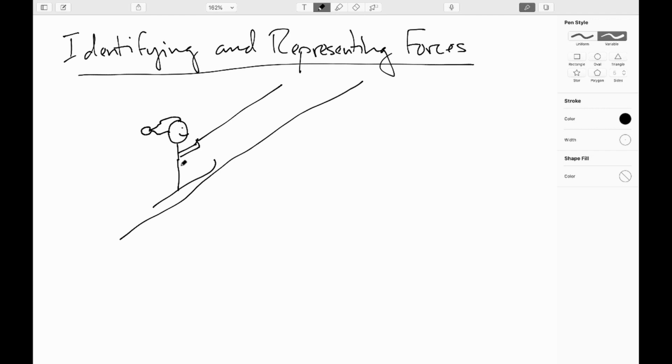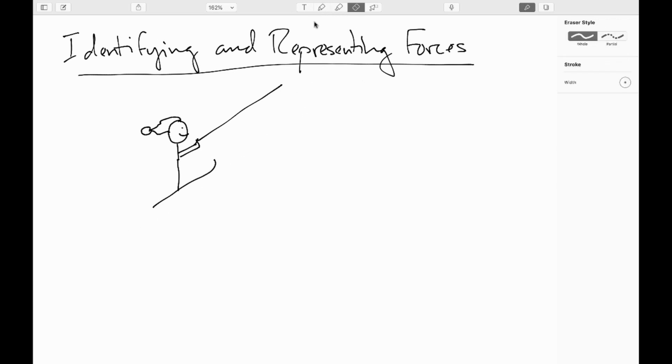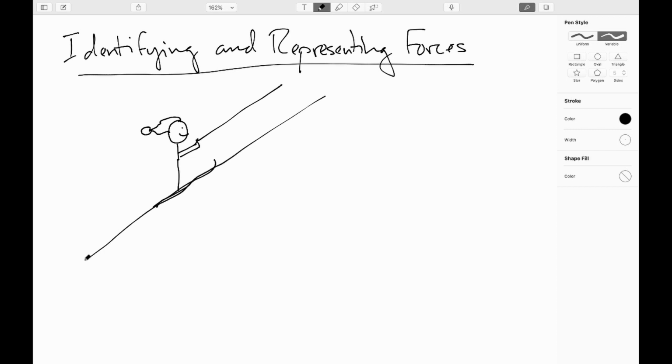All right, so how could we go about identifying the forces that are acting on you? Believe it or not, the start of drawing this picture, and let me do a little better job of drawing the snowpack here. Believe it or not, just drawing this picture here is already a really good start. All you need to do to turn this picture into a force identification diagram is draw a circle around the object you want to analyze, in this case, the skier.